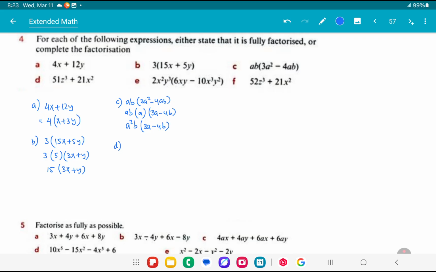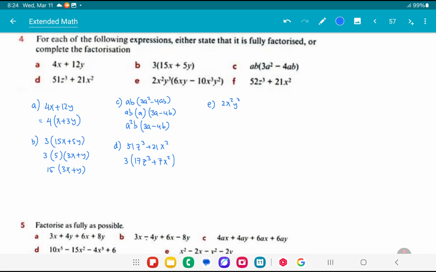For question D, 51z cubed plus 21x squared. For the variable z and x, we got no common factor, so we only focus on the number. 51 we can divide by 3 and then also apply to 21, so we got 3 multiplied by (17z cubed plus 7x squared).